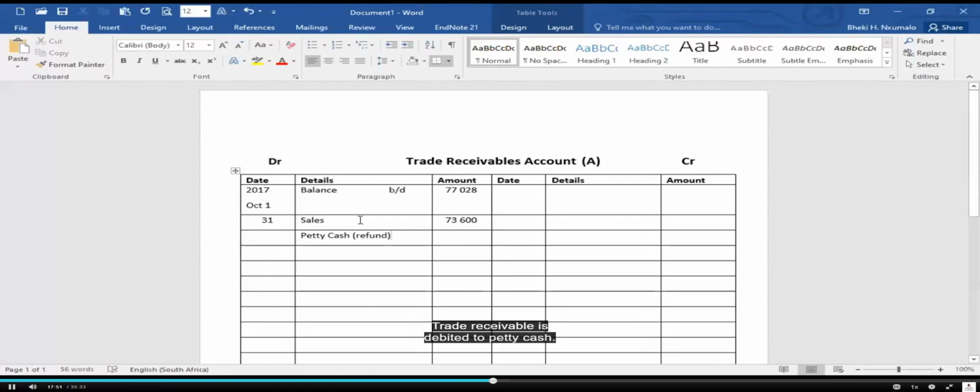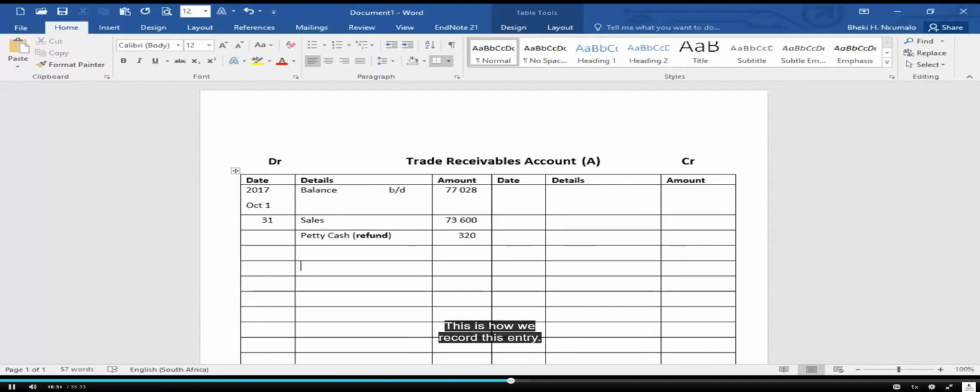Others will be saying, why do we record this entry on the debit side? Because if you record it on the credit side, when you complete the double entry system, the petty cash account will be debited to trade receivable. So in other words, it seems as if you still receive cash from your clients. But in this case, that is why I put the word refund. You need to state this is a refund. This is how we record this entry.